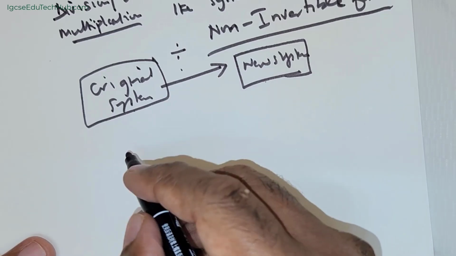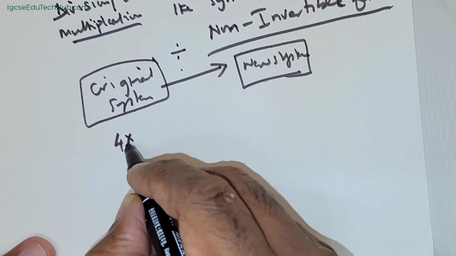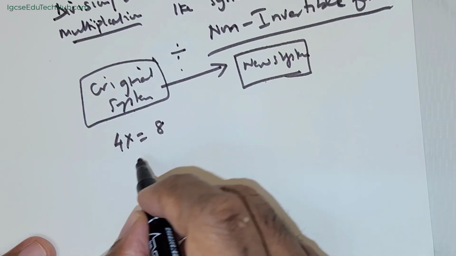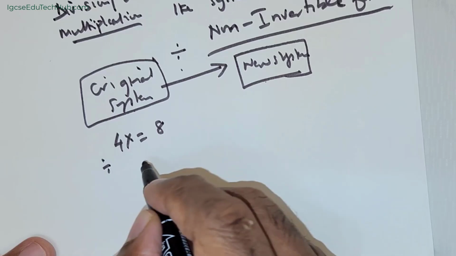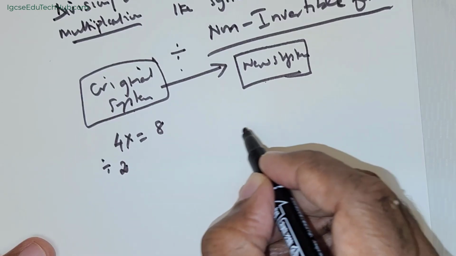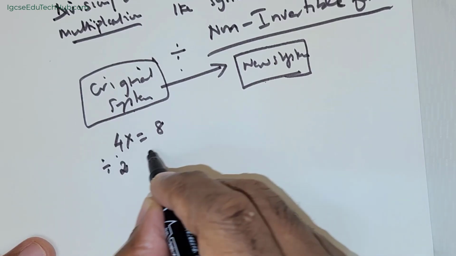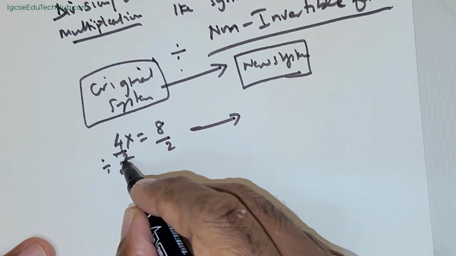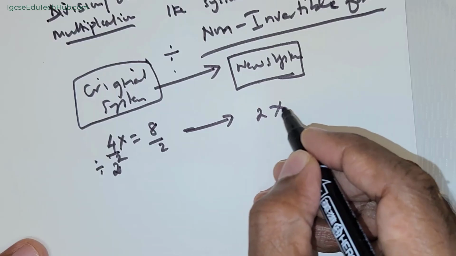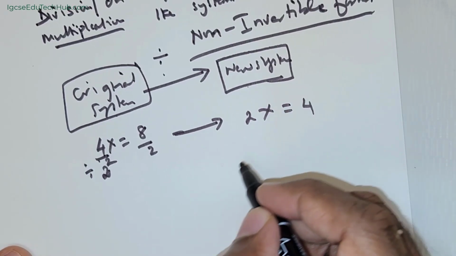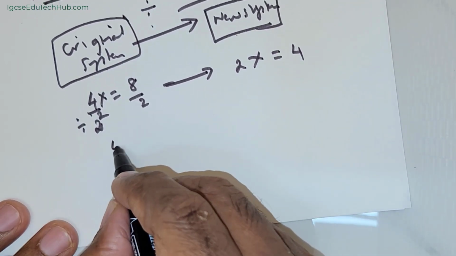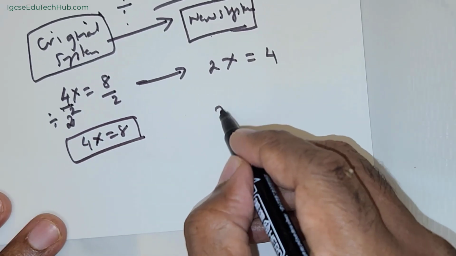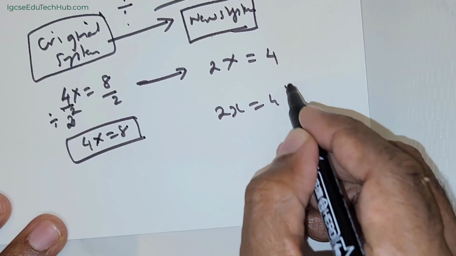Now, say for example, I have 4x is equal to 8. I am using the division operation and I divide by 2. So what happens here? 4 is divided by 2, 8 is divided by 2, and I am getting a new system, 2x is equal to 4. Now, the initial system is 4x is equal to 8. This is the original system. The new system is 2x is equal to 4.